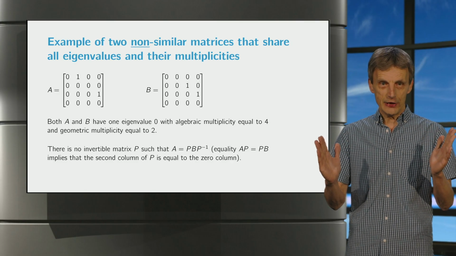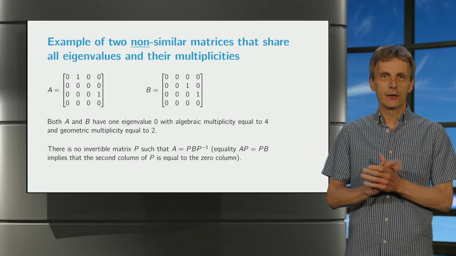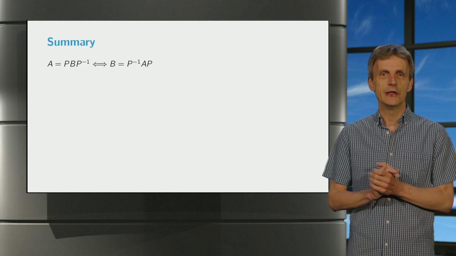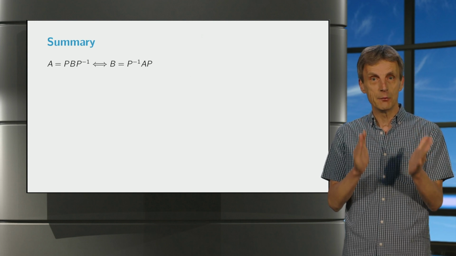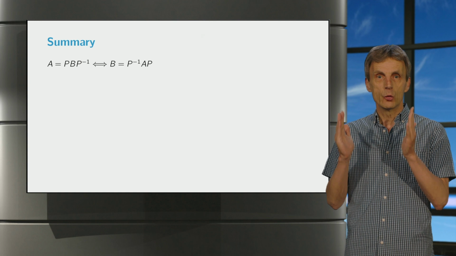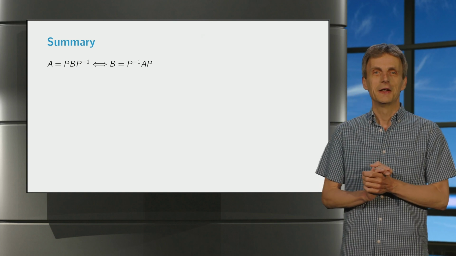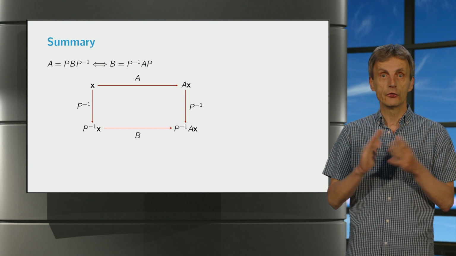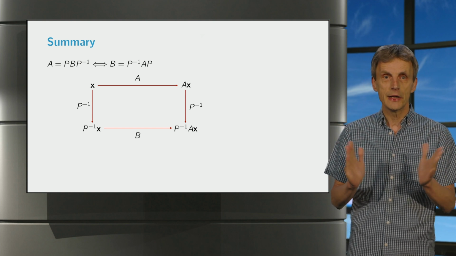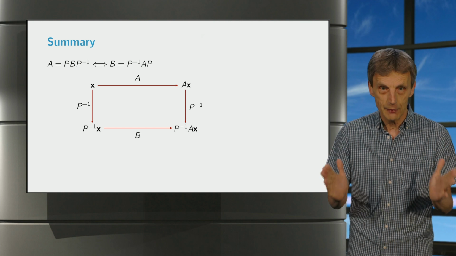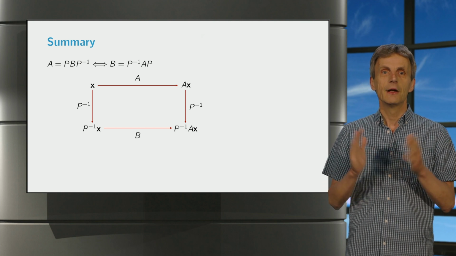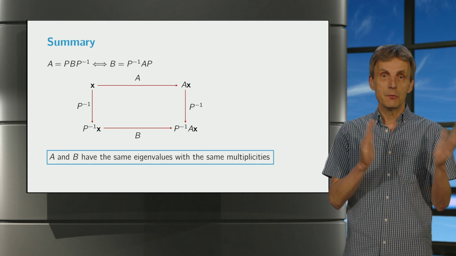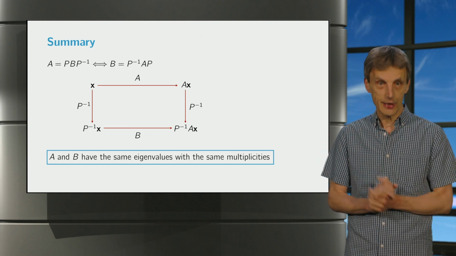Let me round off the video. I hope that whenever you come across a similarity relation between two matrices A and B in the future, you will remember two things. Namely, first of all, this schematic representation, which tells you that A and B are two matrix representations of the same linear transformation. Secondly, the fact that A and B have the same eigenvalues with the same multiplicities.